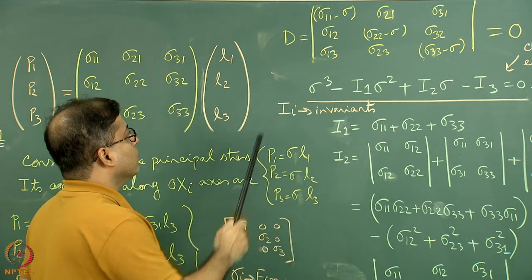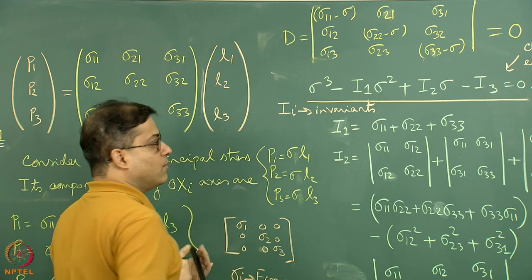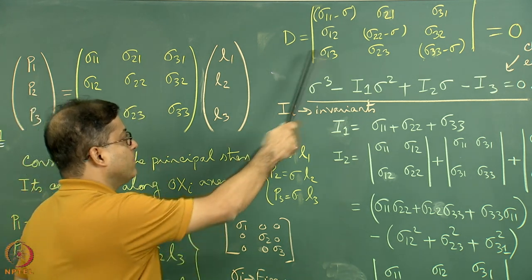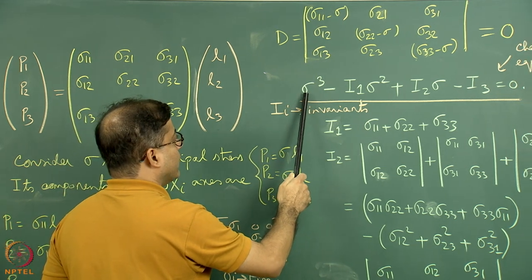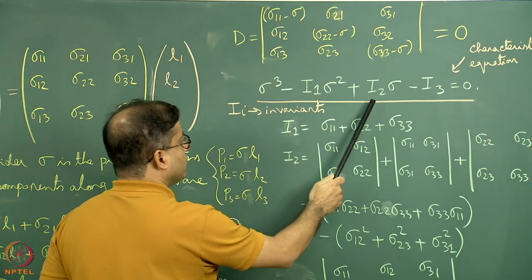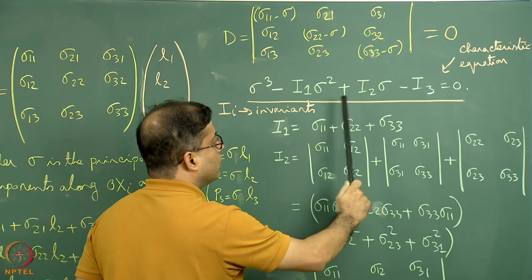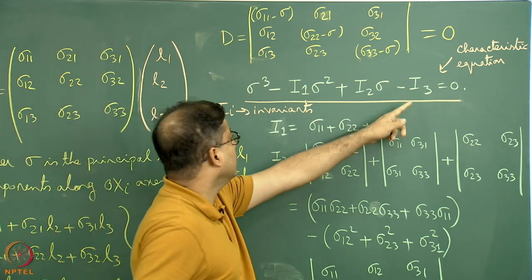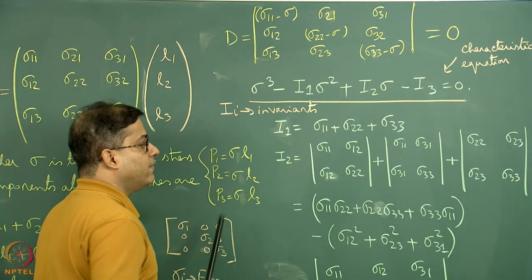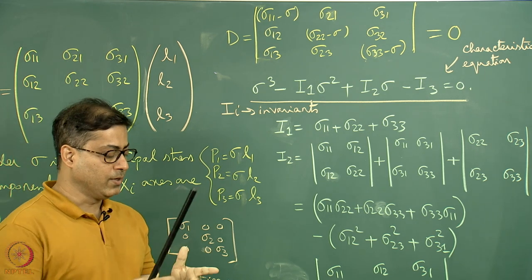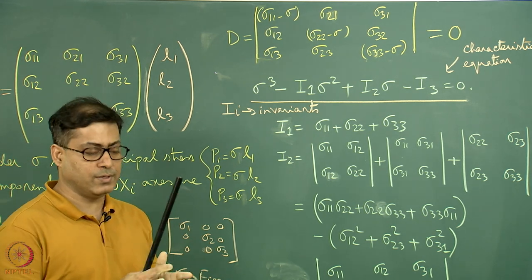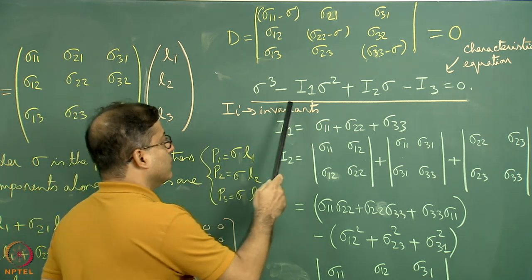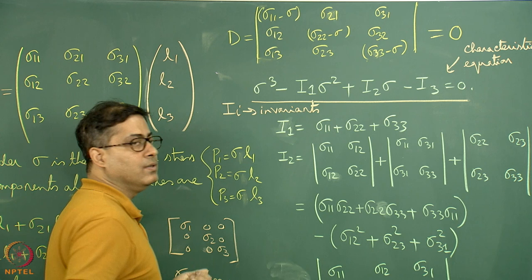Now, if we can solve this for sigma, we will find out the principal axis magnitudes. So, expanding it, we can write sigma cube minus I1 sigma square plus I2 sigma minus I3 equal to 0. We call it the characteristic equation. And here I1, I2, I3 are the invariants, which means whatever be the 3 coordinate axes we choose, which are mutually perpendicular to define the xyz axis, in this equation the I1, I2 and I3 values will remain as they are.